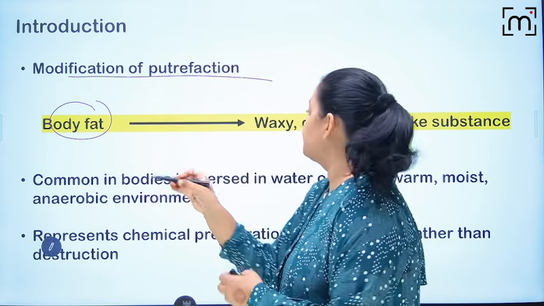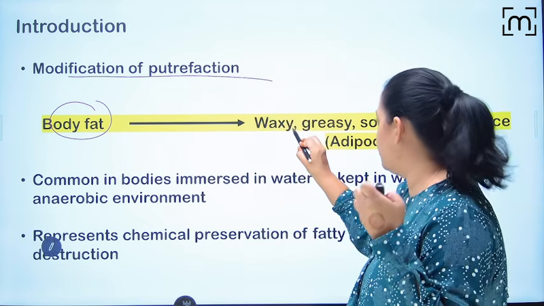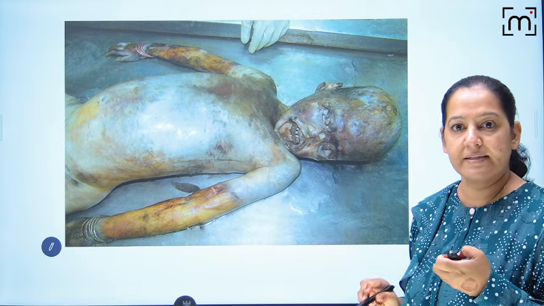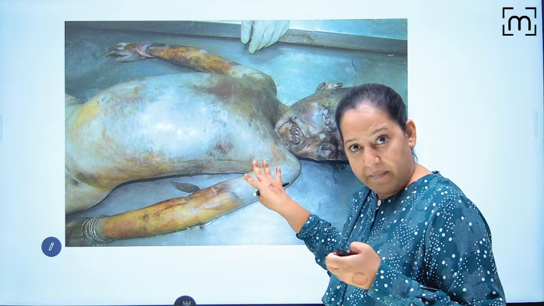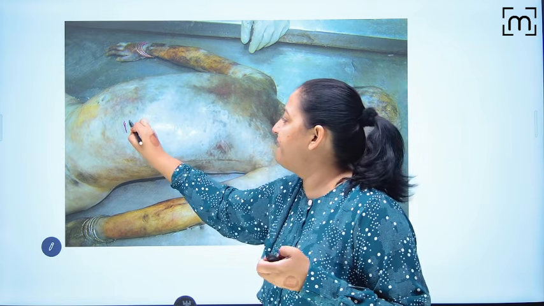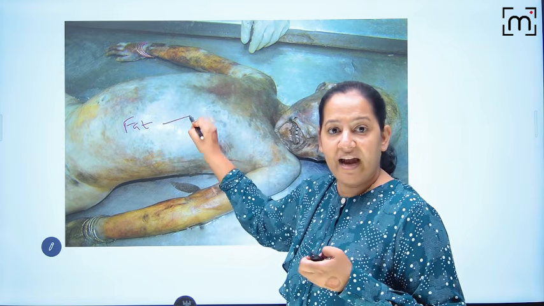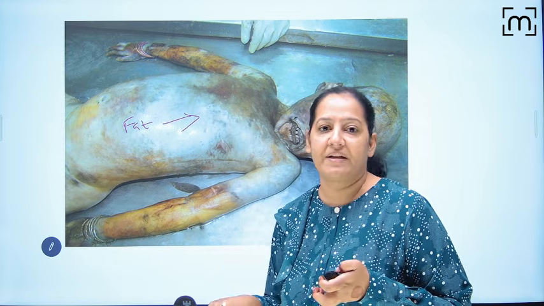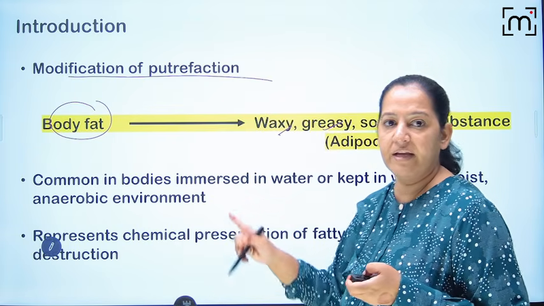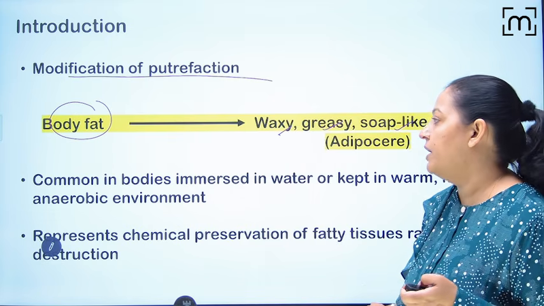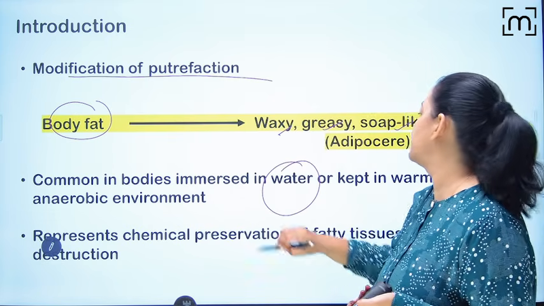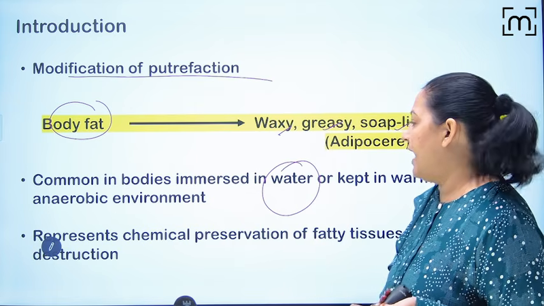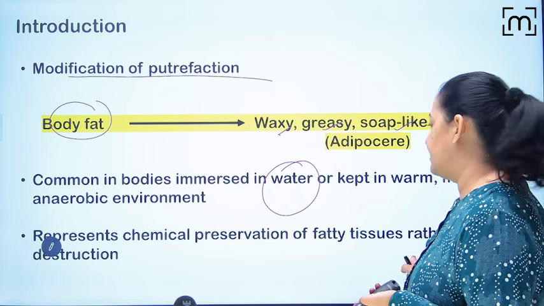again. So this body fat gets converted to a waxy, greasy, soap-like substance, and that is known as adipocere. Can you see? This is adipocere formation. So in the dead body, whatever fat is there gets converted to a waxy, waterproof, soap-like material known as adipocere. This conversion is known as adipocere formation. It is common in bodies which are immersed in water, or which are kept in a moist environment, and it represents chemical preservation of the fatty tissue rather than destruction.